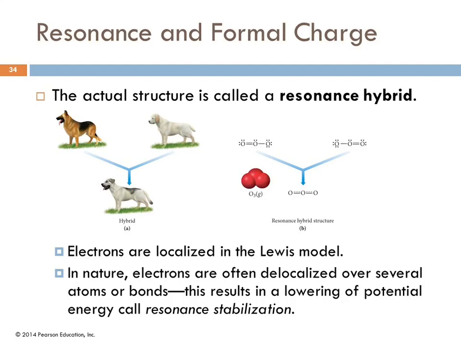It's fun. So the actual structure is a resonance hybrid, just like if you took a German Shepherd and a white lab, and one's a boy, one's a girl, and they have a puppy. The puppy is going to look like a combination of the 2 parents, right? You don't see this dog, one day it looks like a lab, and one day it looks like a German Shepherd, right? It always looks the same.